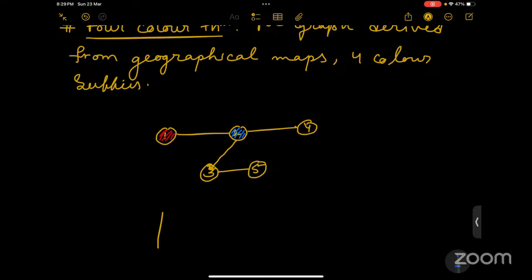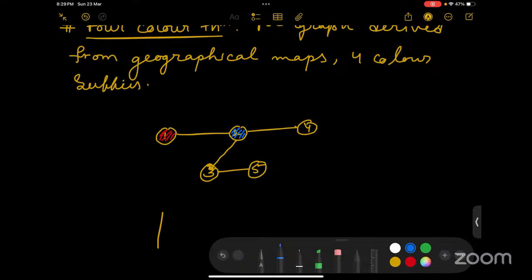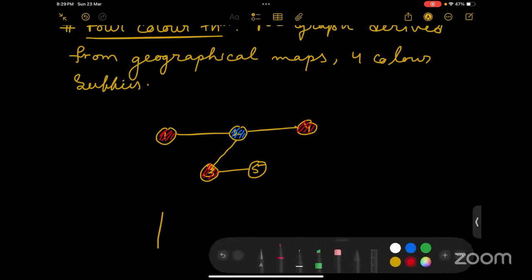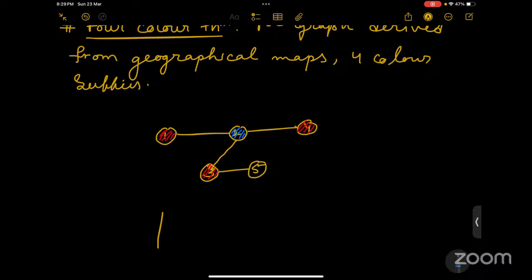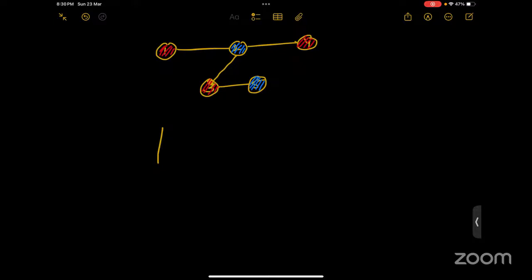But we cannot put blue in 4 and 3. But we can put red in either of them, actually both of them, because both of them are not directly connected with them. And we need the minimum. So we can put red in both 4 and 3, and 5 can remain blue. So 2 colors are basically sufficient to color this graph, right? Okay. We can maybe solve one more problem. We can have a bit more complicated graph.